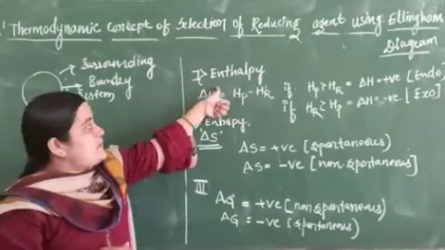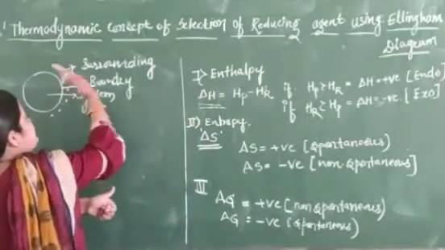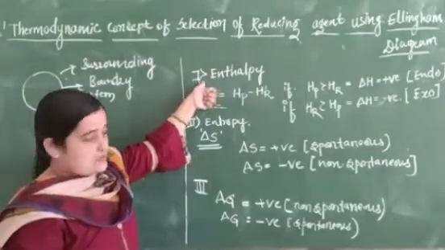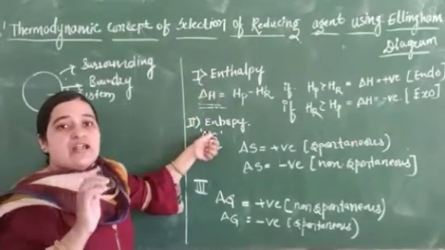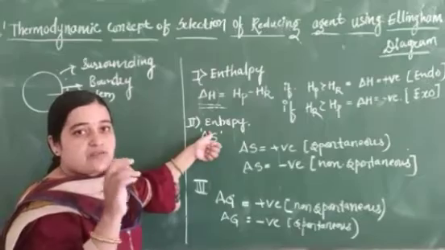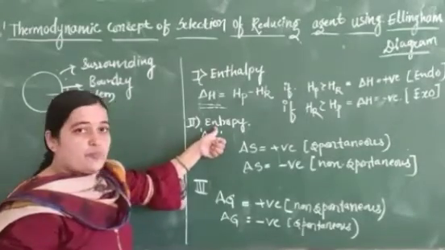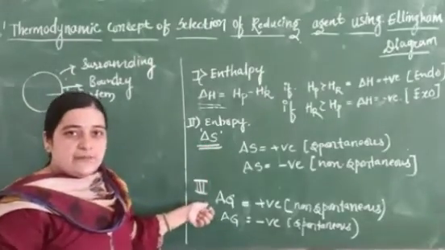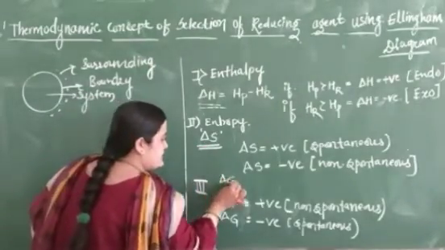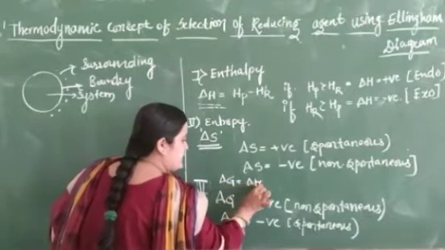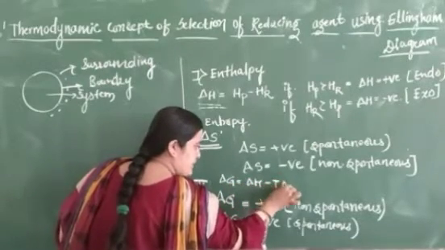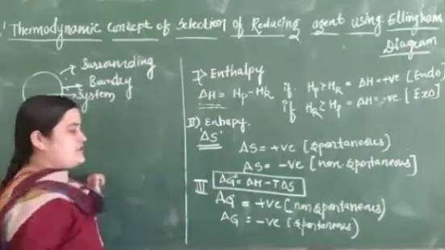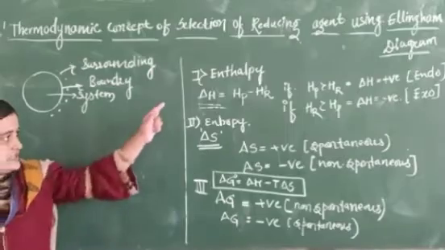Again, enthalpy is heat exchange from the system to the surrounding or from the surrounding to the system. Entropy is the measurement of randomness or disorder, denoted by the letter delta S. Gibbs free energy is the difference between the enthalpy and the product of absolute temperature and entropy, denoted by the letter delta G. Okay, these are the three terms.